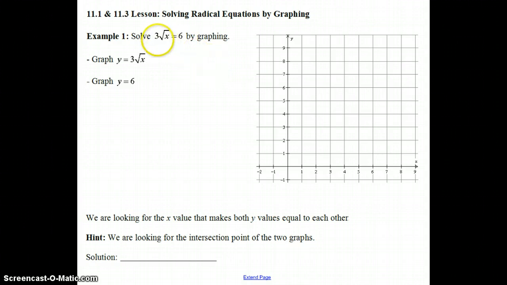Alright, so here's our first example where we actually apply this method to solving radical equations. My equation is 3 square root of x is equal to 6. So I'm going to graph 3 square root of x first, and this is going to be a square root of x function that is stretched by 3. So instead of at 1, 1, it's going to be at 1, 3, and instead of at 4, 2, it's going to be at 4, 6.